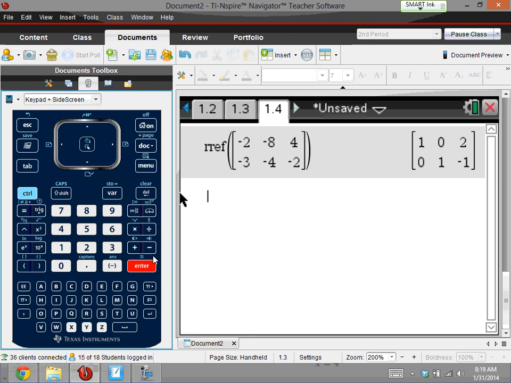In other words, x equals 2. 1x equals 2. X equals 2. 0y means that this one cancels out, right? So the first row is your x. The second row says that 0x and 1y equals -1.